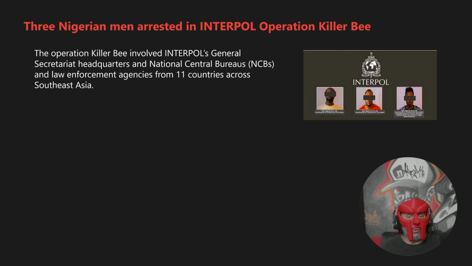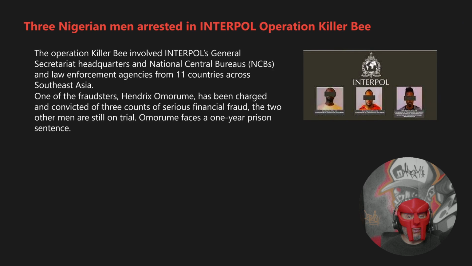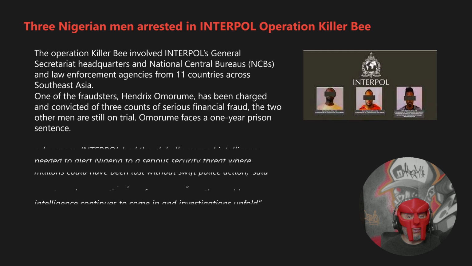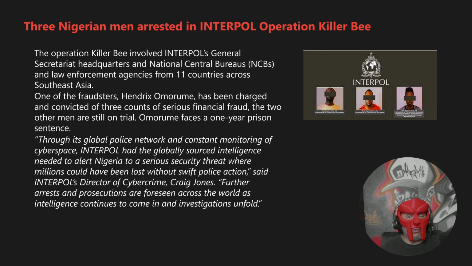Operation Killer Bee involved Interpol's General Secretariat headquarters and National Central Bureaus and law enforcement agencies from 11 countries across Southeast Asia. One of the fraudsters, Hendrix Omorume, has been charged and convicted of 3 counts of serious financial fraud. The 2 other men are still on trial. Omorume faces a 1-year prison sentence. A 1-year prison sentence, that's it? That's nuts.